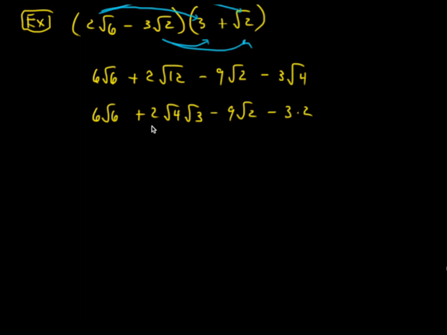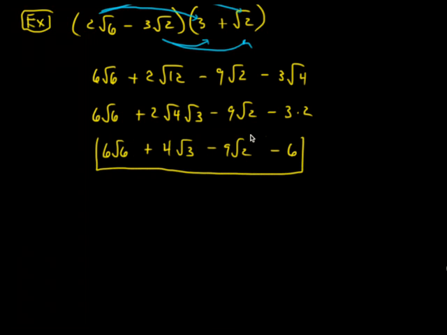So I will have 6 square roots of 6 plus the square root of 4 is 2 times this 2 is 4. So 4 square roots of 3 minus 9 square roots of 2 and minus 6. None of these radicals are like terms to one another, so I cannot combine them any further, so this would be our answer. So that's how I can deal with adding or multiplying radicals.